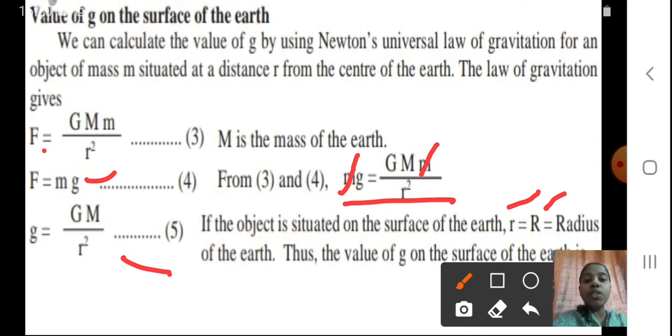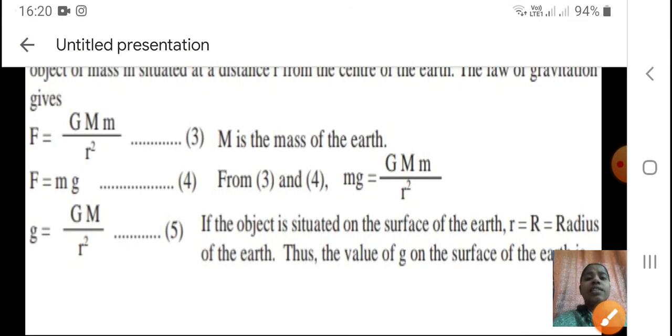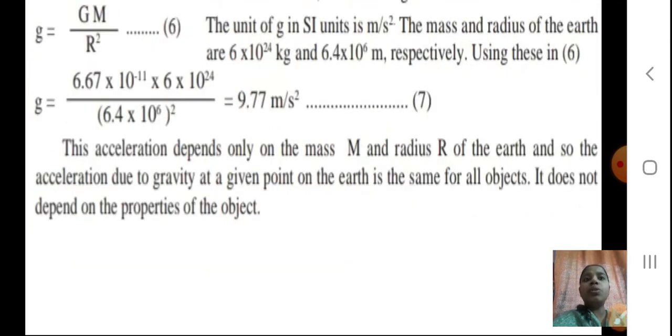If the object is at the surface of the earth, r will be equal to the radius of the earth. Okay students, so we'll proceed. See, g is equal to G M upon r square. So that small r I have now replaced with capital R, which is the radius of the earth. The unit of g in SI units is meter per second square. The mass and radius of the earth are 6 into 10 raised to 24 kg and 6.4 into 10 raised to 6 meters respectively.